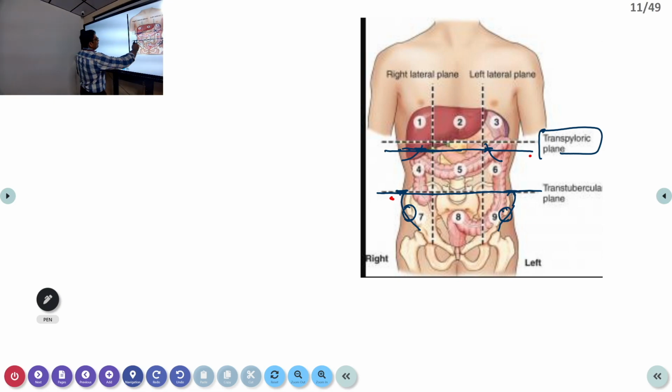Then we go about 4 centimeters behind that to find the highest point of the iliac crest, that is the transtubercular point. This is the anterior superior iliac spine, ASIS. That is the point which you can easily palpate. ASIS you can easily palpate.